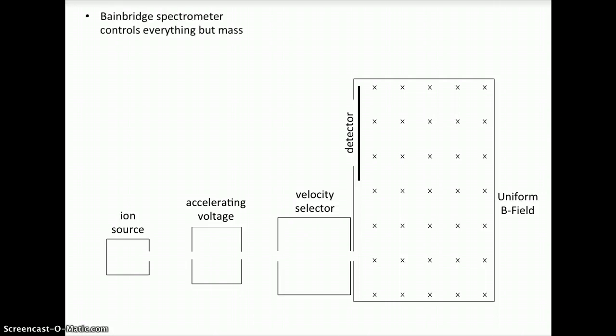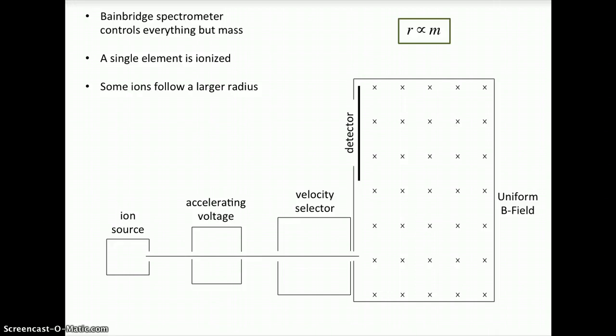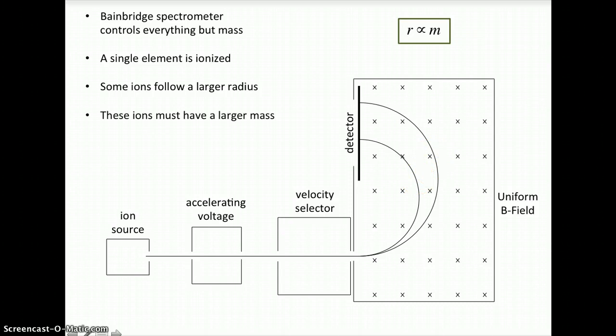The key facts are that this spectrometer controls everything but mass. All of the ions have the same charge, they have the same velocity, and thus the radius of their path is proportional to mass. A single element, like nitrogen, or maybe a different element, is ionized. Some ions follow a larger radius, so they have a bigger path. Others have a smaller path, smaller radius. The larger radius indicates a larger mass of ion, and this is evidence of isotopes.